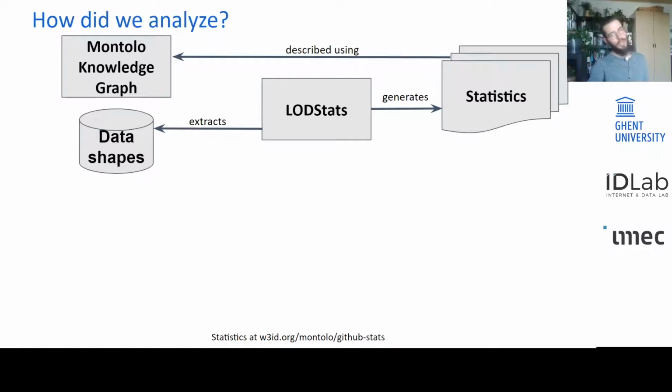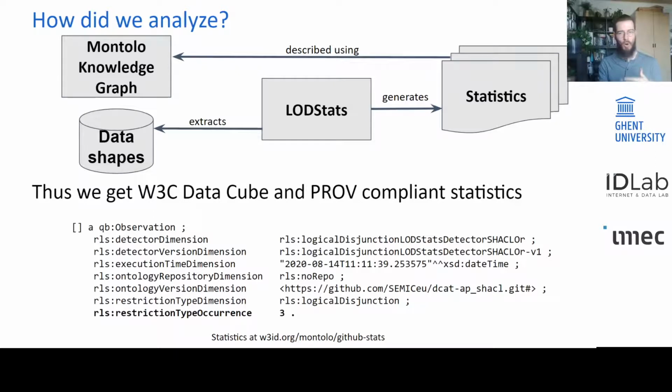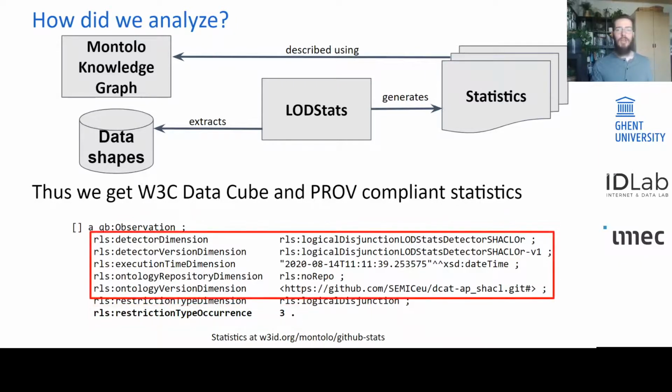And they basically look like this. They are DataCube and PROF compliance statistics, where we describe different observations, whereas one observation, for instance here, describes one specific constraint type, then the actual measure which was taken, in this case the occurrence, so how often this restriction type occurs, and then also many other dimensions, such as when this measurement was taken, from which input it was taken, and so on and so forth.